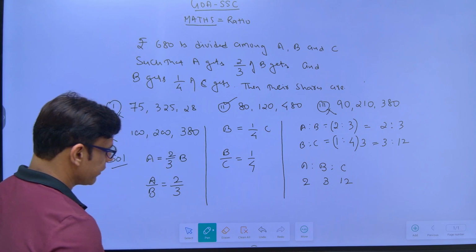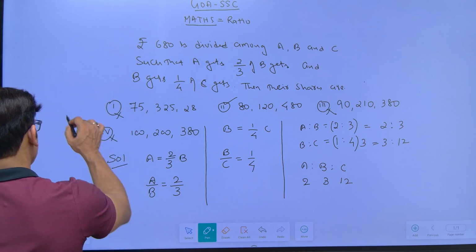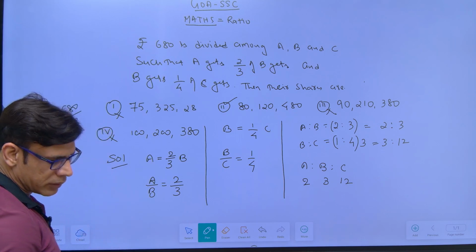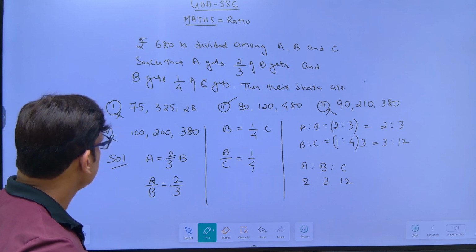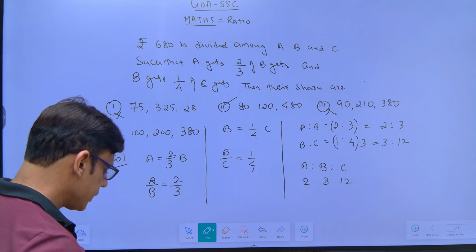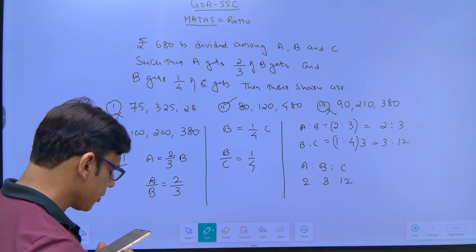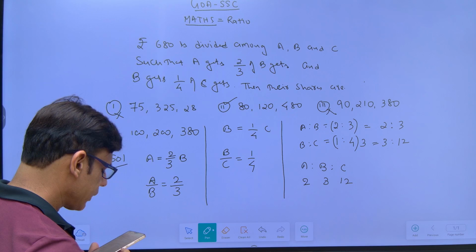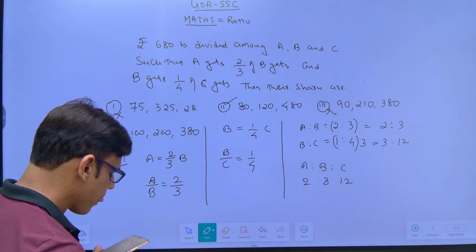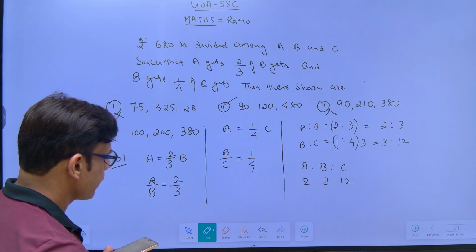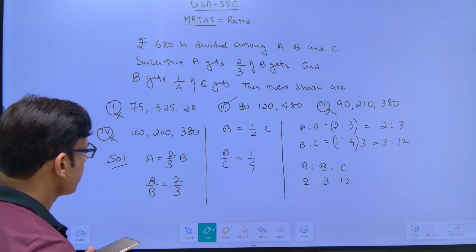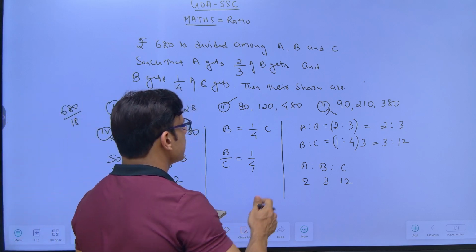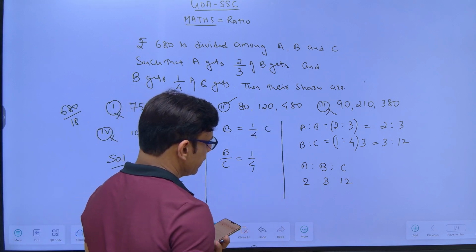12, 13, 14, 15, 16, 18. So I divide 680 by 18, not divisible. That's how they have written 3680 as the question. I think there is some misprint with the question. 680. There is some misprint with the question. Because the summation of this is 600, this is 680.